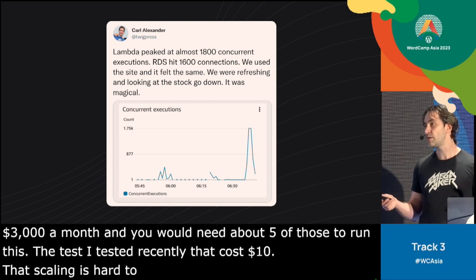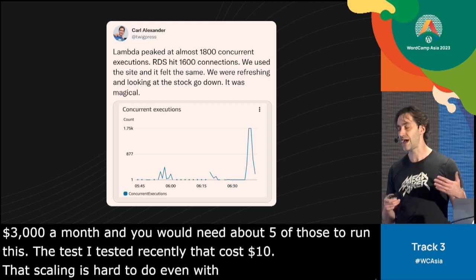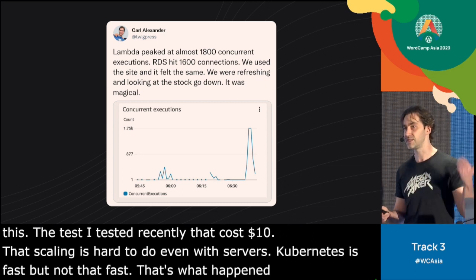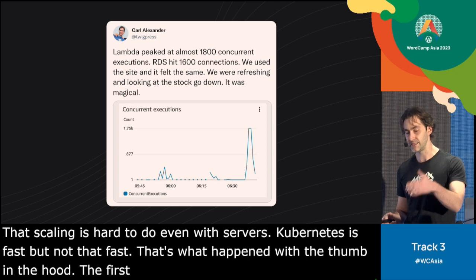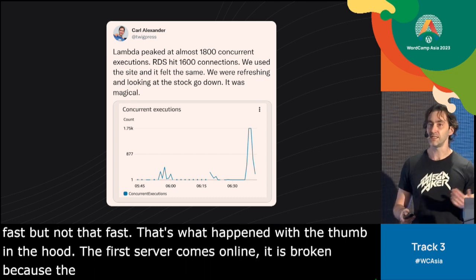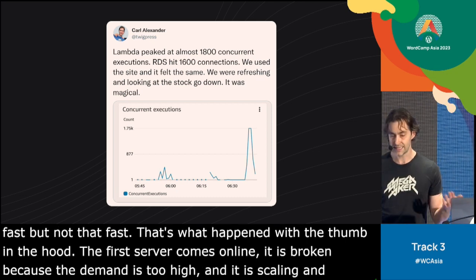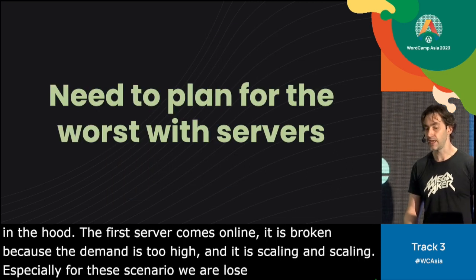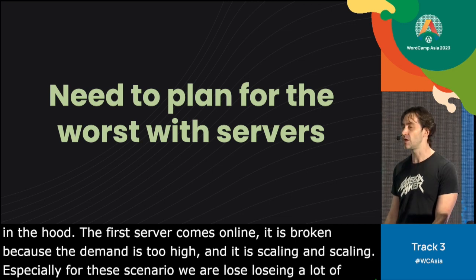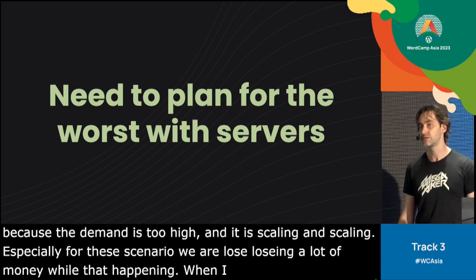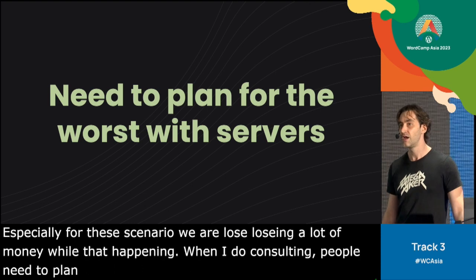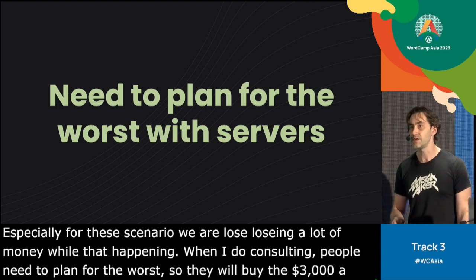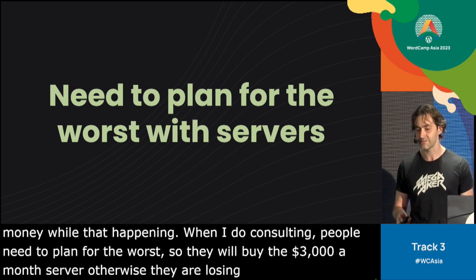And you end up with these kinds of situations. That's what happens with the thundering herd. The first server comes online, it's already broken because the demand's already too high, and then it's scaling and scaling. And especially for these scenarios, you're losing a lot of money while that's happening. So what people do when I do consulting is they need to plan for the worst. So yeah, they're gonna buy those five $3,000 a month servers, because otherwise they're losing $10,000 a minute in sales. So obviously they're gonna make sure that they have that.